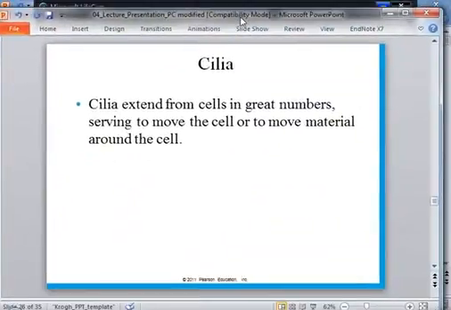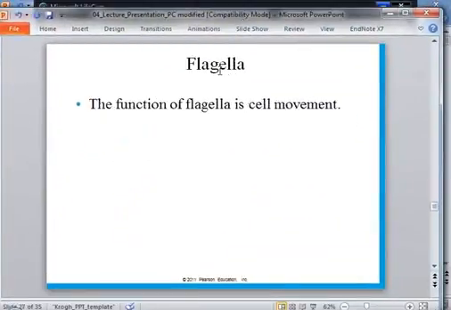Another type of cellular extension is a flagella. The only place we really see flagella is in single cells where we need to move that single cell. And so, for instance, there's only one type of flagellated cell, or cell with a flagella, in humans, and that's in sperm.